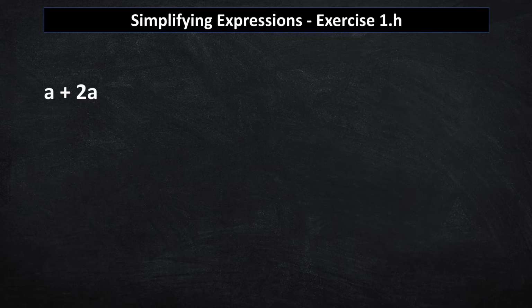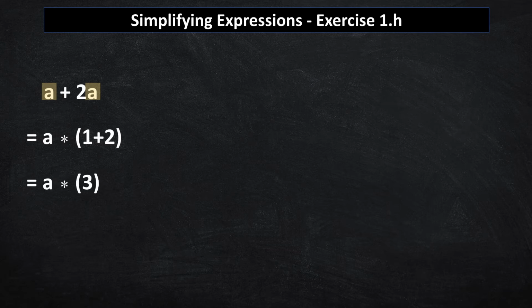The two terms have something in common, the letter a, and so we write the letter a at the beginning, multiplied by parentheses 1 plus 2. Now we compute the sum of 1 plus 2 inside the parentheses, and in the next line we have a multiplied by 3, which is also 3a. That is the final answer of this exercise.